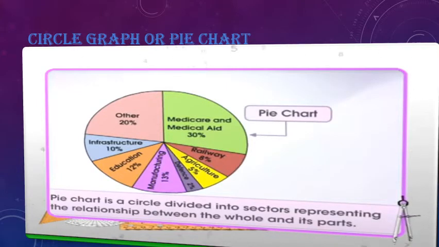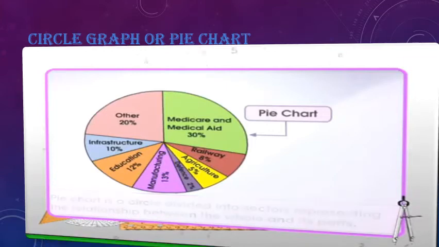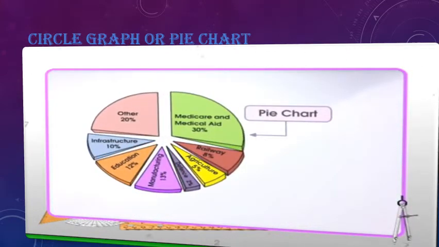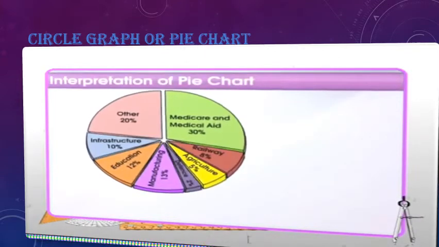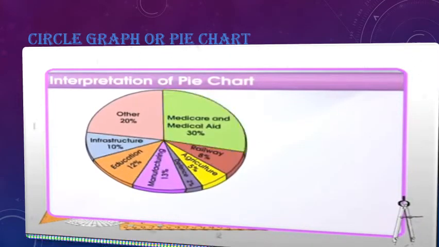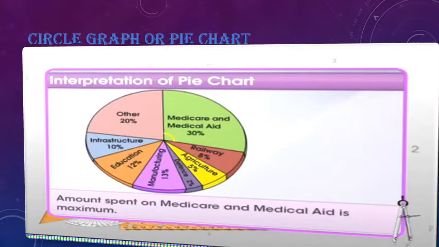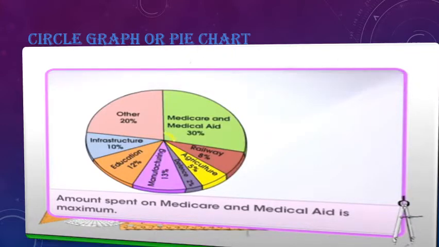These sectors represent the relationship between a whole and its part. The size of each sector is proportional to the information it represents. Observe that the sector which is green in color is the largest. So, the maximum amount is spent on Medicare and medical aid. Note that the angle that this green-colored sector makes at the center is the largest.